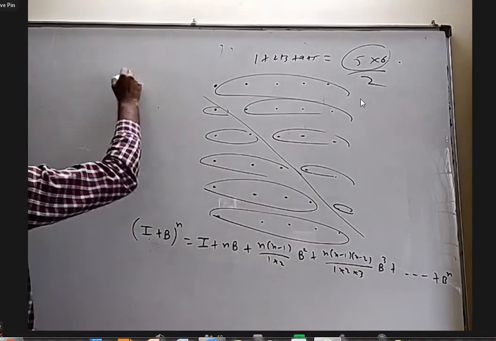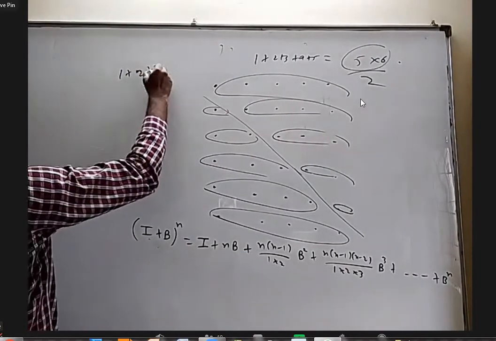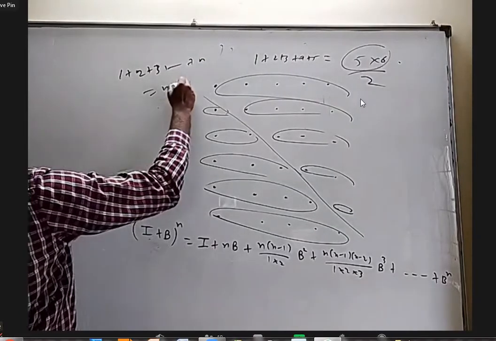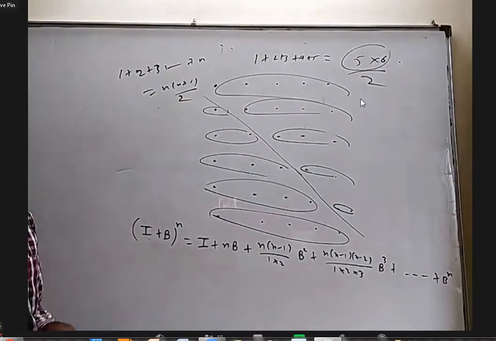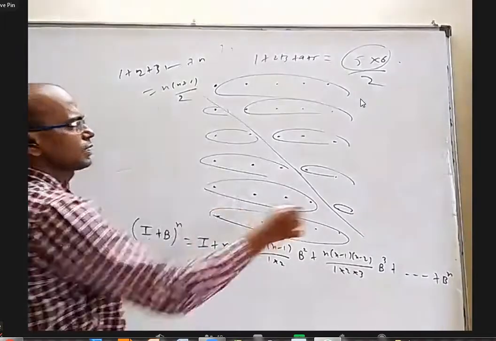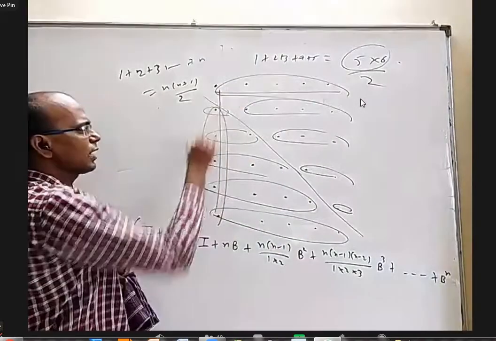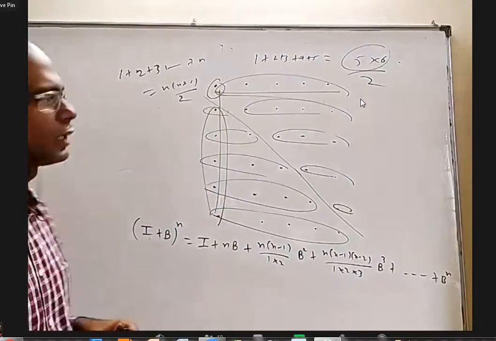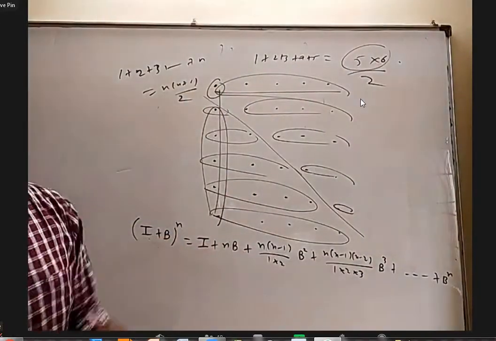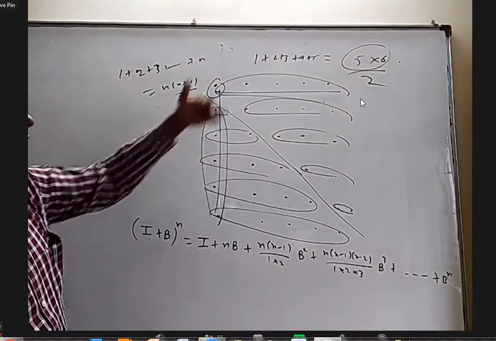That's how we can actually derive 1 plus 2 plus 3 and so on up to n is equal to n into n plus 1 by 2. You take 1 to n here, 1 to n here. Then here you will have n dots, but here you will have n plus 1 dots. So total is an n by n plus 1 grid, and the sum is half of it, that is, half of the required quotient doubled.